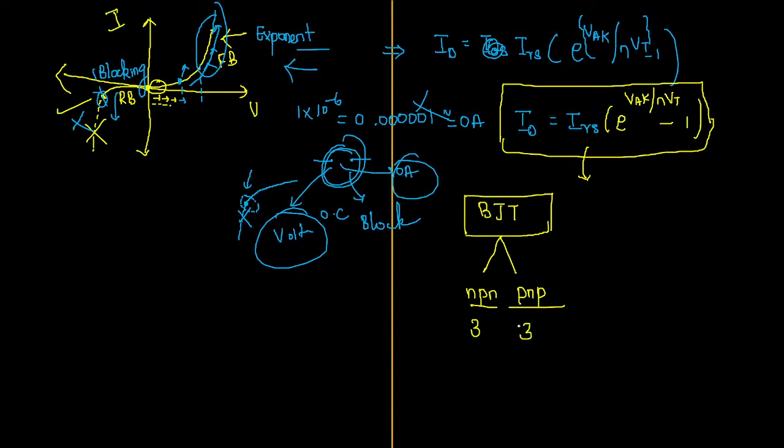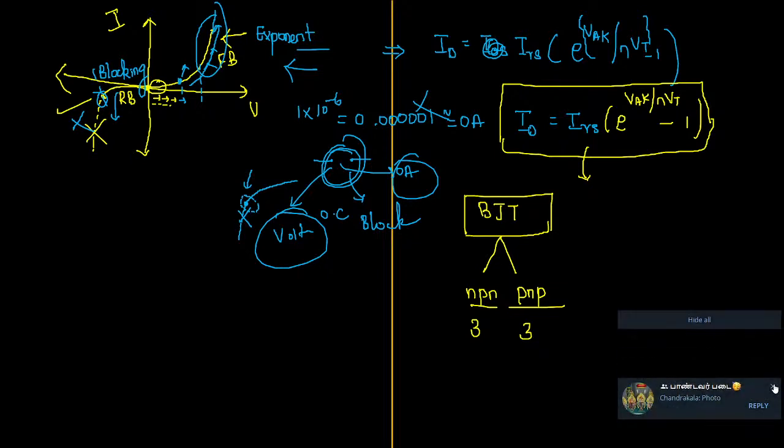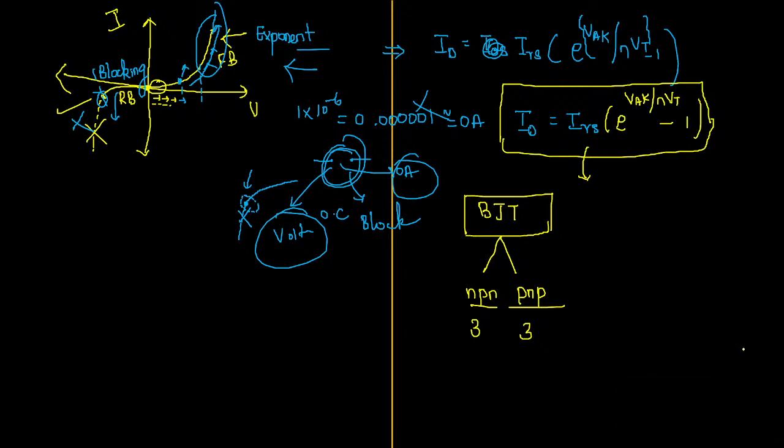But how to design this 3-layer component with the help of a 2-layer diode? We know our diode will be having only 2 layers. But in order to design the BJT, I need 3 layers. How to bring 3 layers with the help of 2-layer diodes? That's what we are going to learn in the next stage.